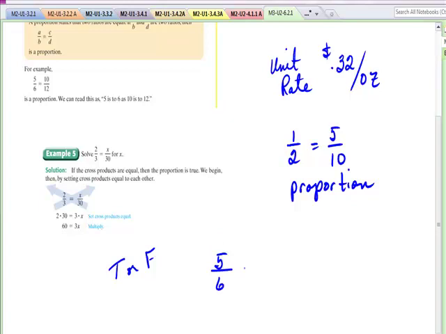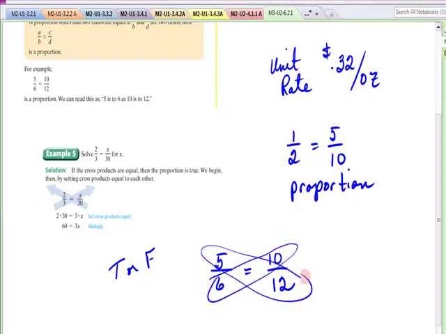All right, suppose I talked about a true or false statement and I said, okay, is this true or false? 5:6 as 10:12. Now you could just make sure they're both reduced to lowest terms and compare them, or we can look at the cross products. One of the cross products, 5 times 12, is 60. The other cross product, 6 times 10, is 60. So that's a true proportion.